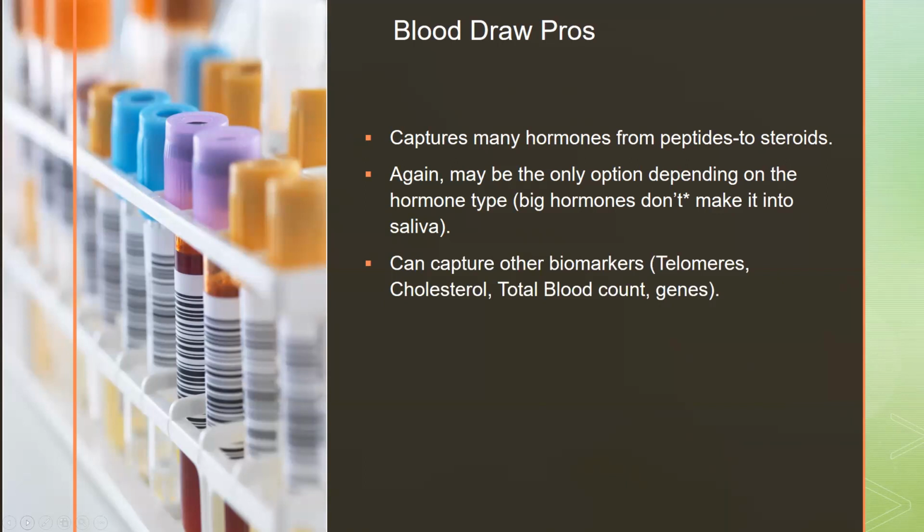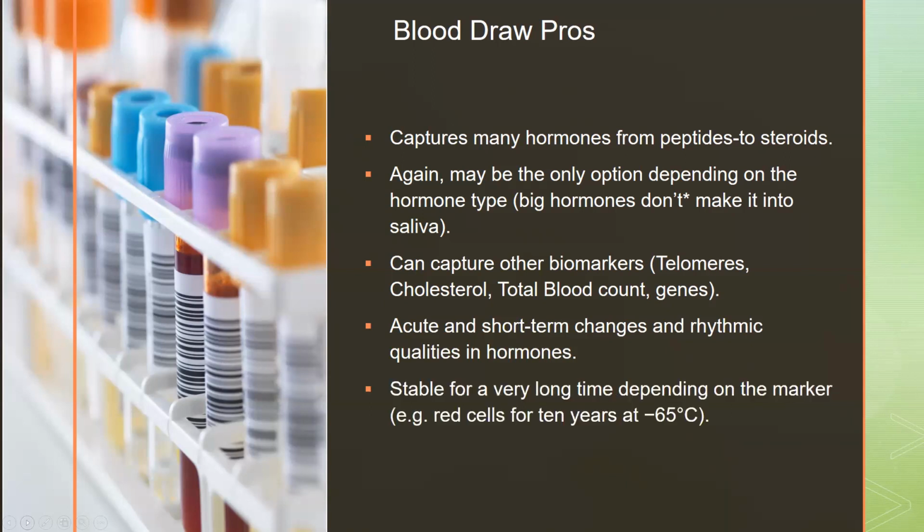The other great thing about blood draws is that you can capture other biomarkers. So you can look at telomeres, you can look at cholesterol, you can look at total blood count, and you can also look at genes. You can look at acute as well as short-term changes in rhythmic qualities in hormones when using blood draws. And it's also stable for a fairly long time, depending on the marker that you're looking at. So if you're going to look at hormones, but also just look at red cell blood count, these are stable for up to 10 years, if not maybe a little bit more, at negative 65 degrees.